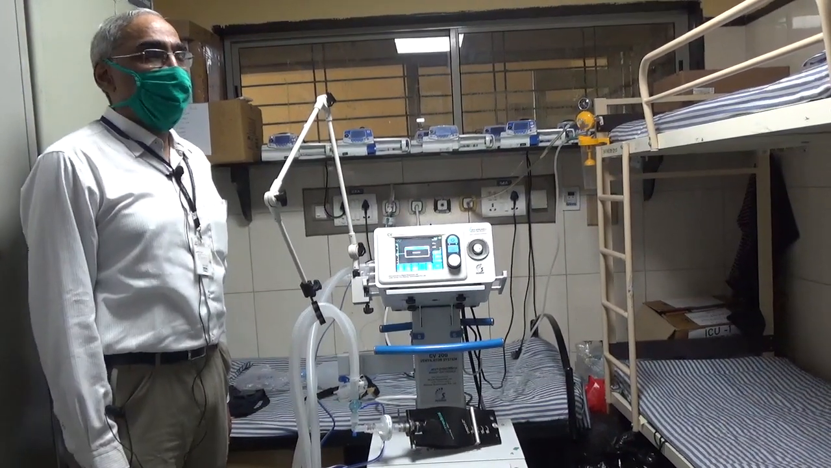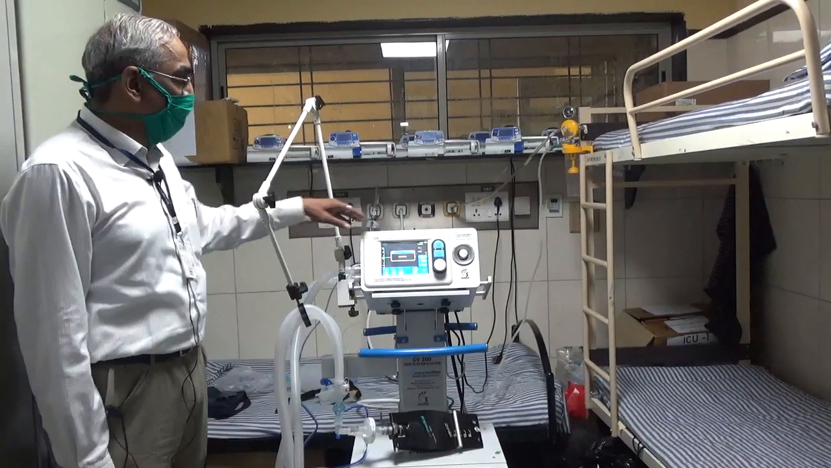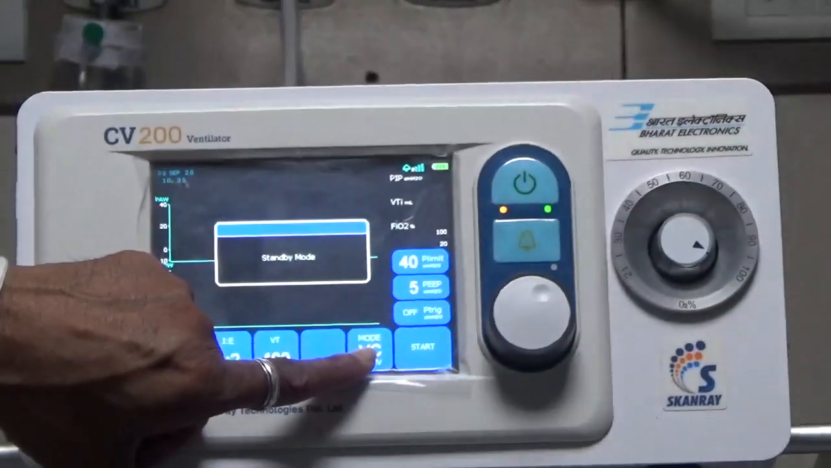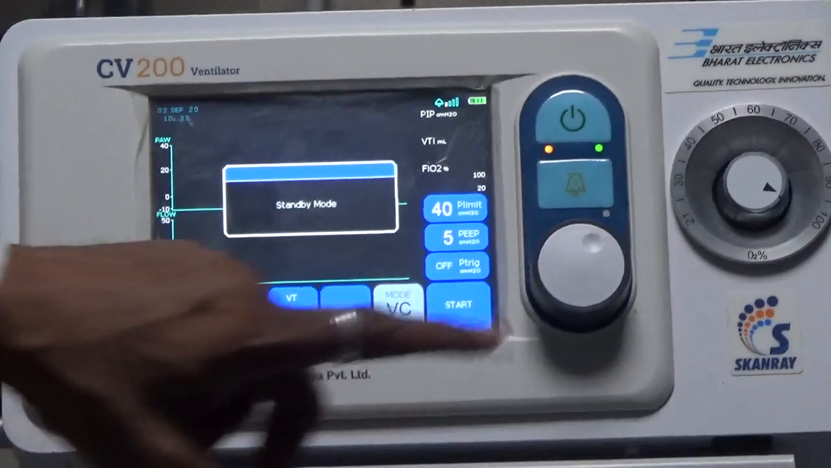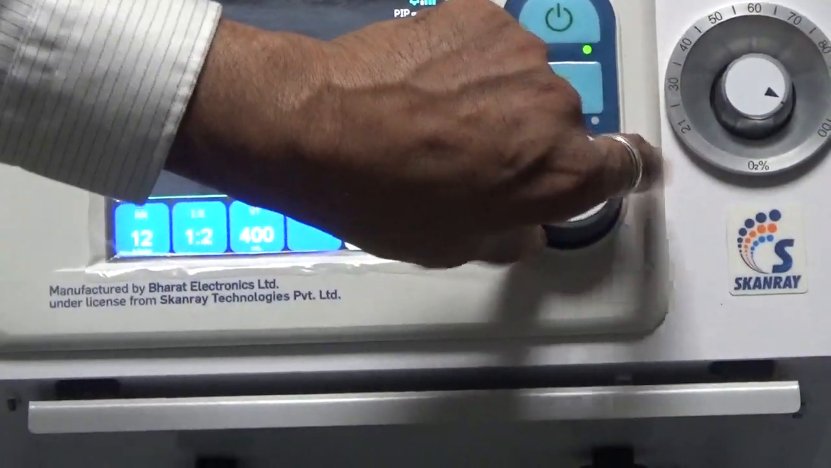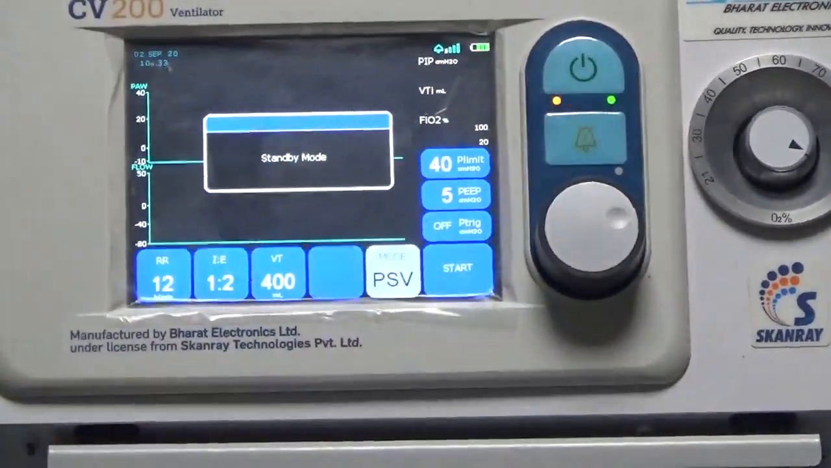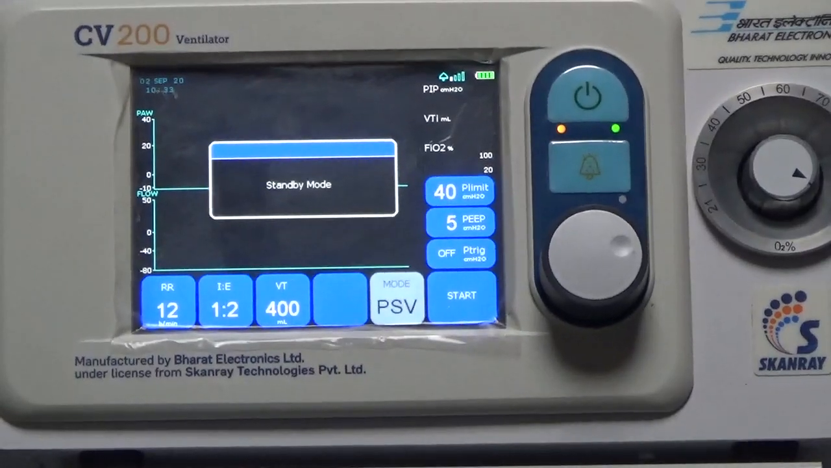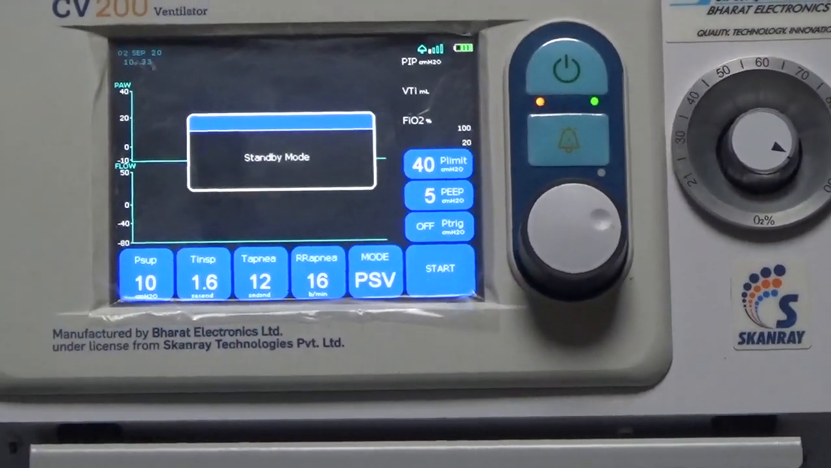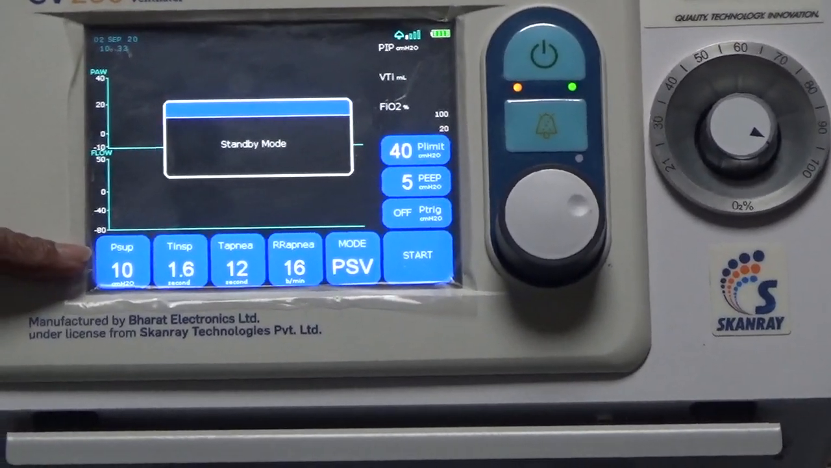For non-invasive ventilation, the machine, like I told you, has to be set. After that, you have to choose the appropriate mode. Here you can see the mode shown is volume control. I am going to change that to pressure support. So you will see PSV come up, and once you see PSV, then you have to select it by pressing this button. The moment you select PSV, you can see it shows you the pressure support level.